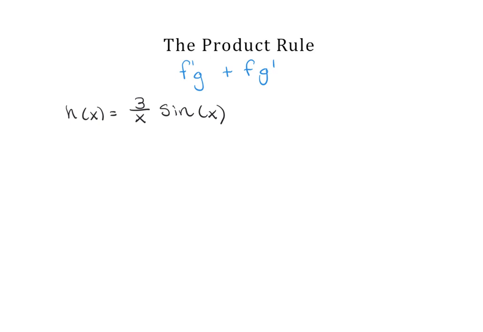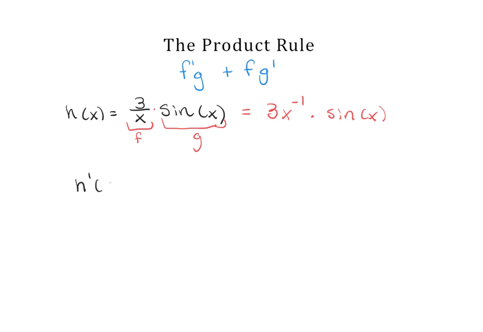Okay, here's another example of a function where we can use the product rule. So we can separate this into f and g, and then we can also rewrite this as 3x to the negative 1 times sine of x.